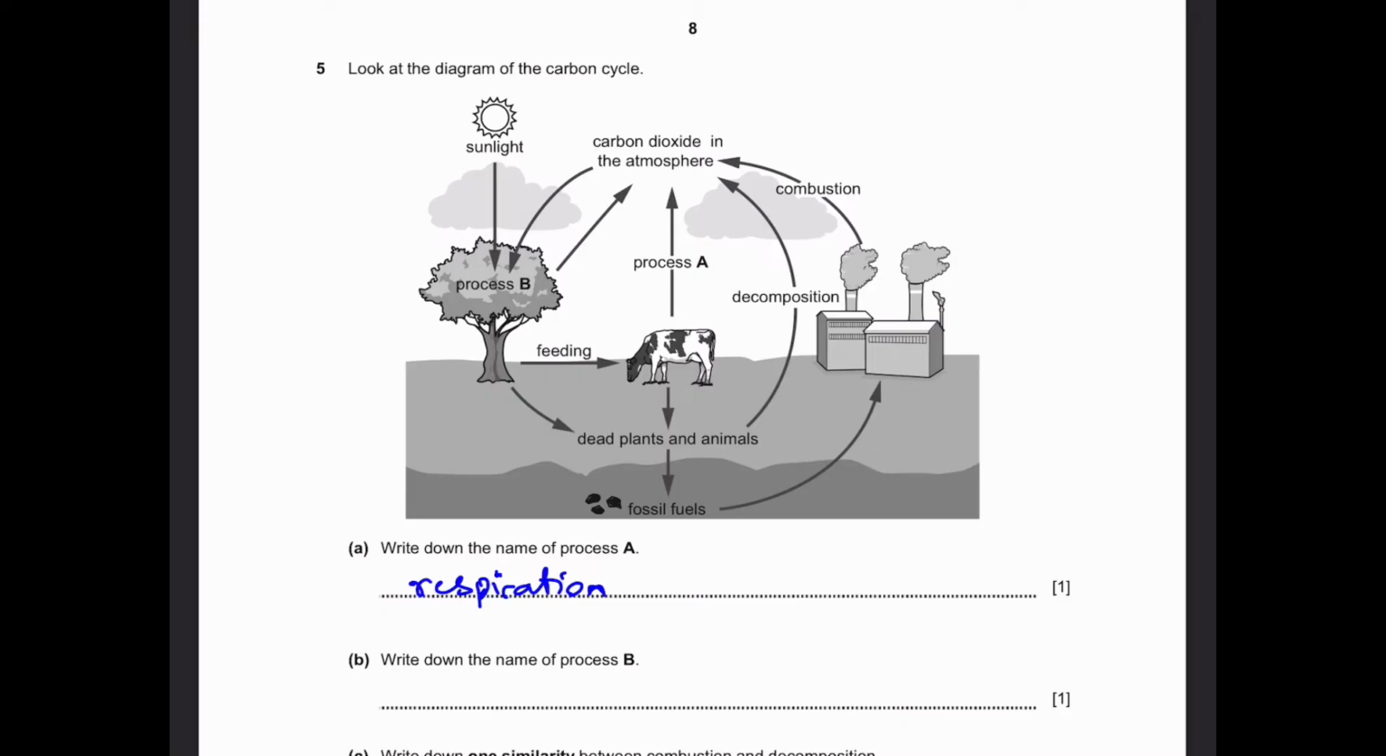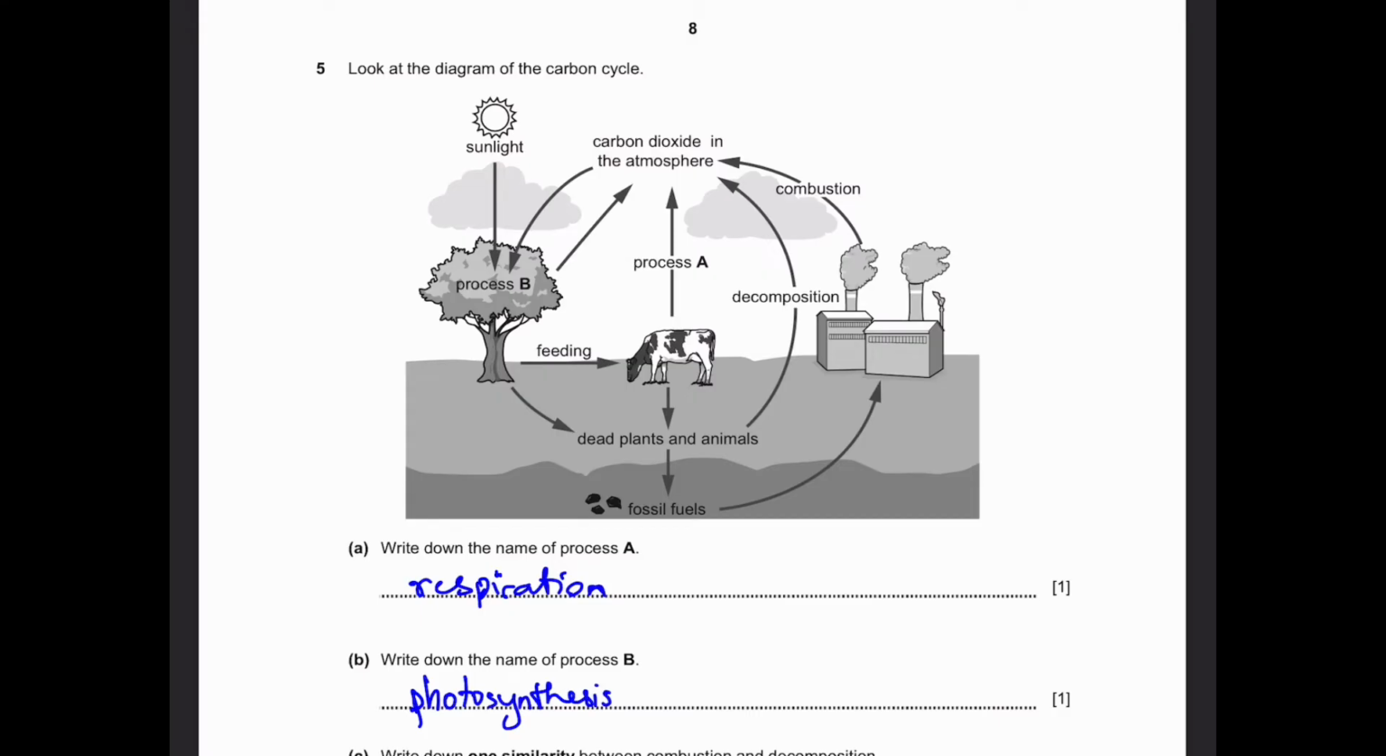Part B, write down the name of process B. We can see that carbon dioxide in the atmosphere and sunlight come together into this process B. Process B, of course, is going to be photosynthesis then. Notice that this process B is inside the tree. Therefore, it has to happen inside the plant itself and not going to some other place in order to take place. Sunlight causes carbon dioxide to react with water to form glucose and oxygen.